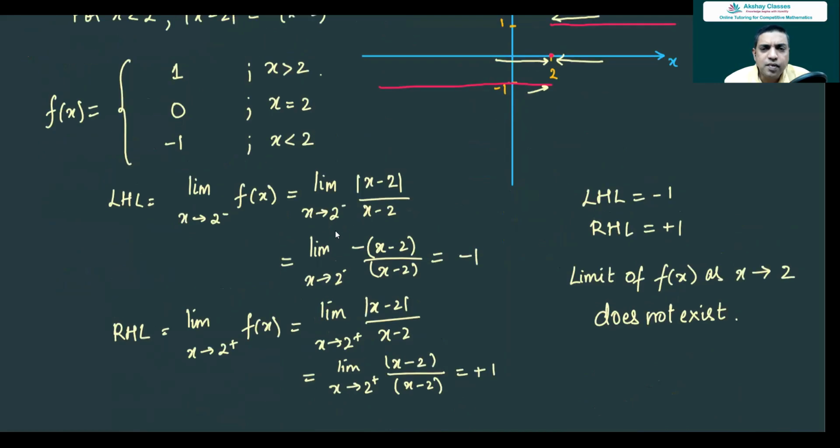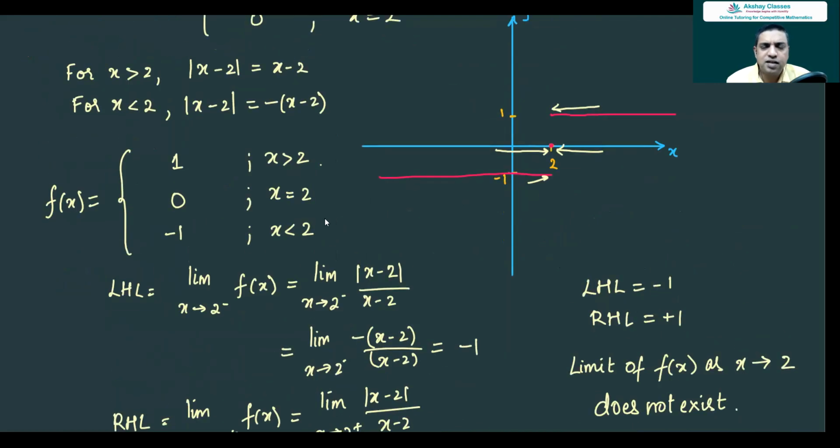Okay, if you have good grip over graphs. So limit means as x approaches a particular value, what value does the function approach? If it approaches two distinct values from the left and from the right, then the limit does not exist. If it approaches the same value, then the limit exists.